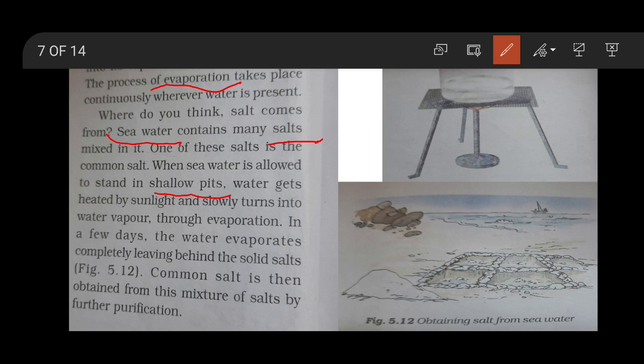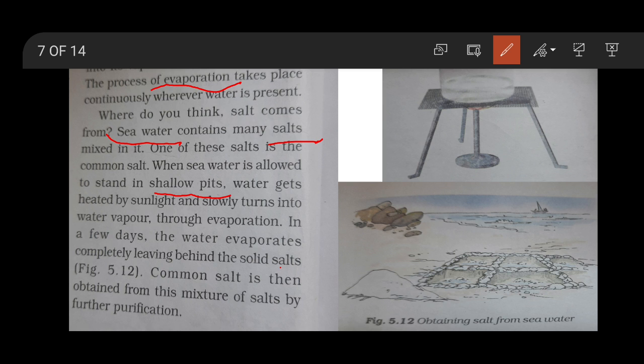Water gets heated by sunlight and slowly turns into water vapor. Through evaporation, in a few days, the water evaporates completely, leaving behind the solid salts. Common salt is then obtained from this mixture of salts.